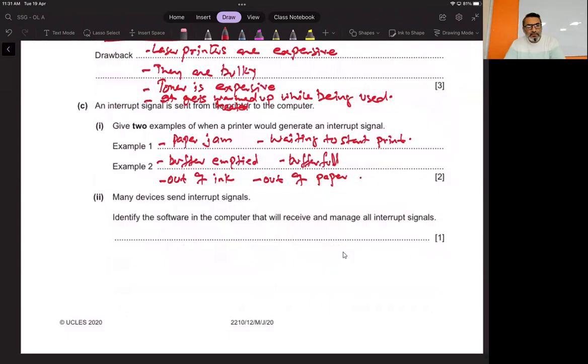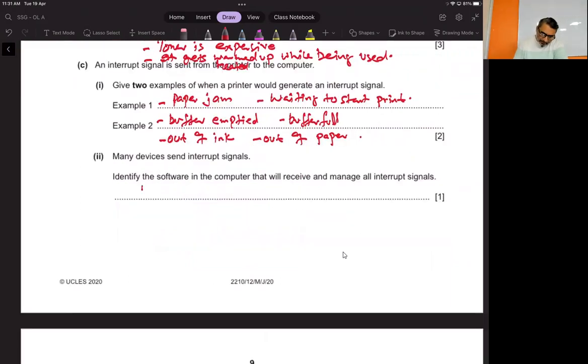Many devices send interrupt signals. Identify the software in the computer that will receive and manage all the interrupts. That is called interrupt handler. Sometimes you can call it interrupt service routine.